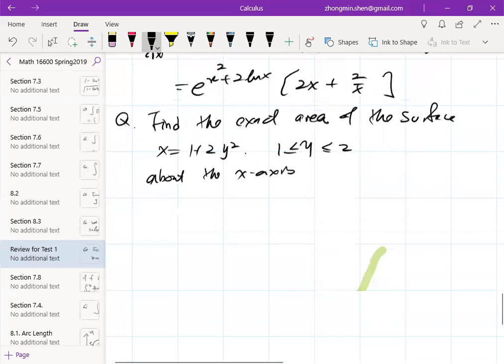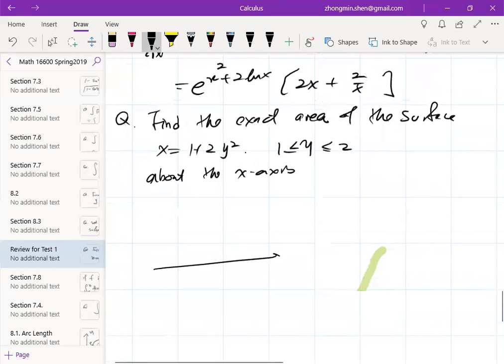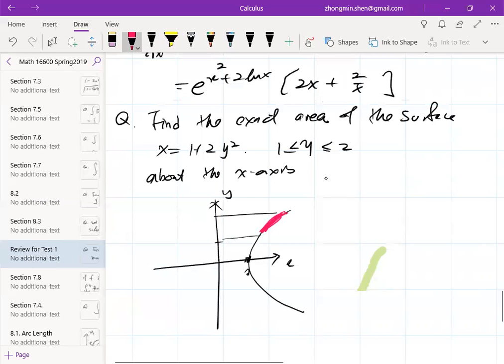Okay, so you have to sketch the graph first. This is the x-axis, y-axis. Now, if you understand how we set up the formulas, then you get most of the credits, right? So x equals 1 plus 2y squared. This is a parabola. Vertex is at 1, right? And opens to the right. And y is between 1 and 2. So it's only that piece, right?